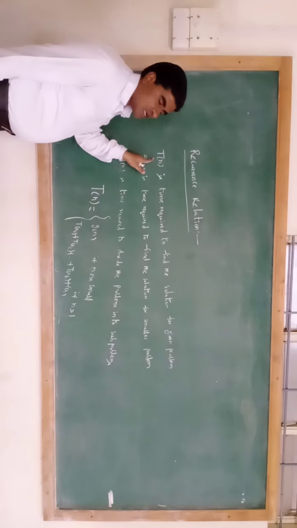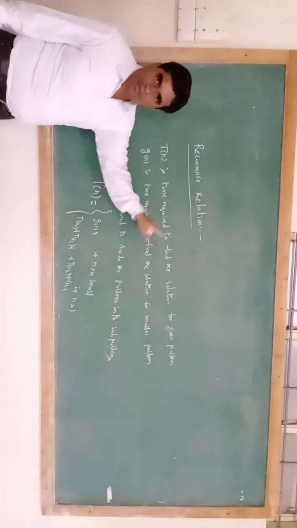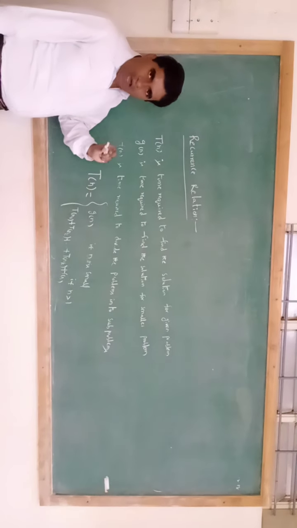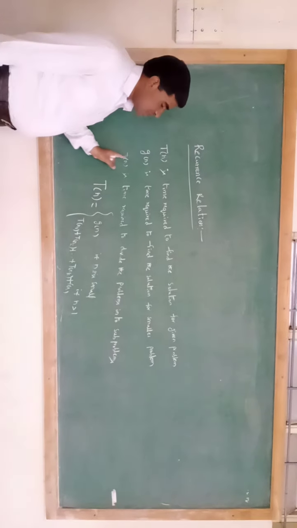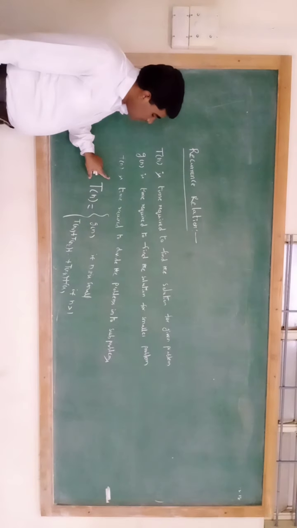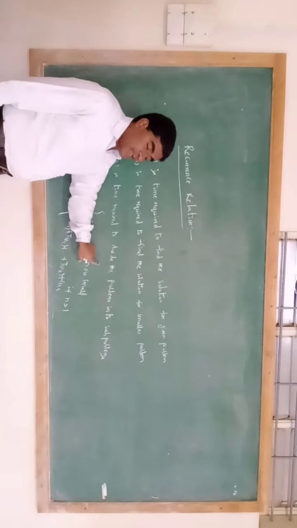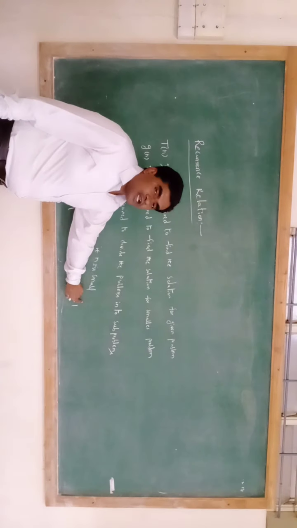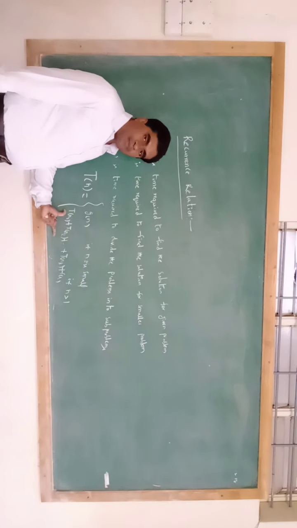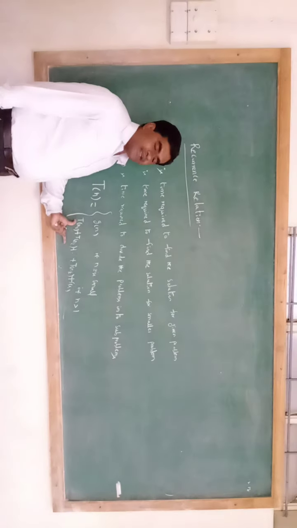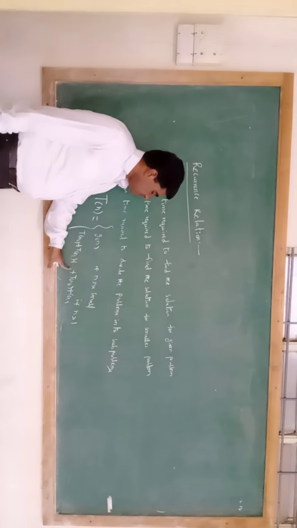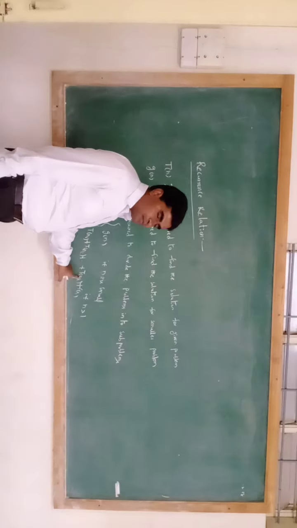Suppose T of n is the time required to find the solution for a given problem, G of n is the time required to find the solution for a smaller problem, and F of n is the time required to divide the problem into subproblems. So total time required T of n equals G of n if n is small. If n is greater than 1, if we have more than one element, then we have to divide the problem into subproblems. Suppose we are dividing into k subproblems: T of n1 plus T of n2 plus T of n3 up to T of nk plus F of n.